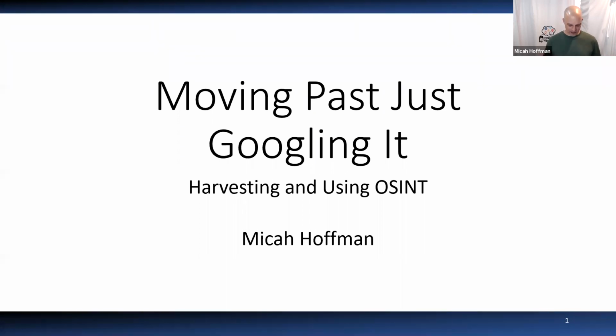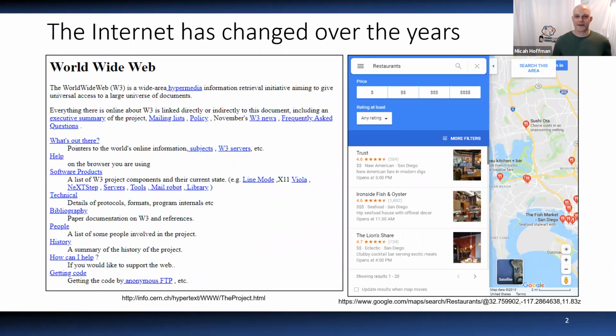Let's go ahead and get into moving past Googling it. Now, if you're somebody that's been around the internet for a long time, you'll recognize that the internet has changed. Fundamentally, it has changed. In the old days, websites used to look like what we see on the left-hand side there, where we would have HTML and hypertext links, and that was it. There were no images. There was no streaming content. It was that way, and we liked it.